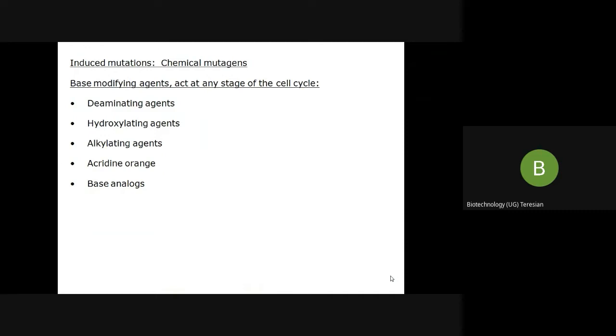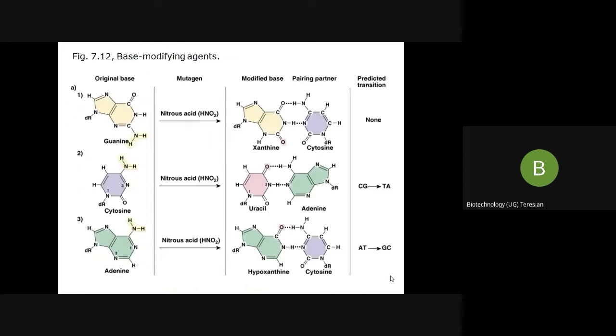There are many hundreds of known chemical mutagens, and usually they are classified as base analog, hydroxylating agent, alkylating agent, acridine orange, and, as I said, deaminating agents. So we shall take some of the examples and study about it. First we are taking the example of base modifying agents. These are the chemicals which can modify the base.